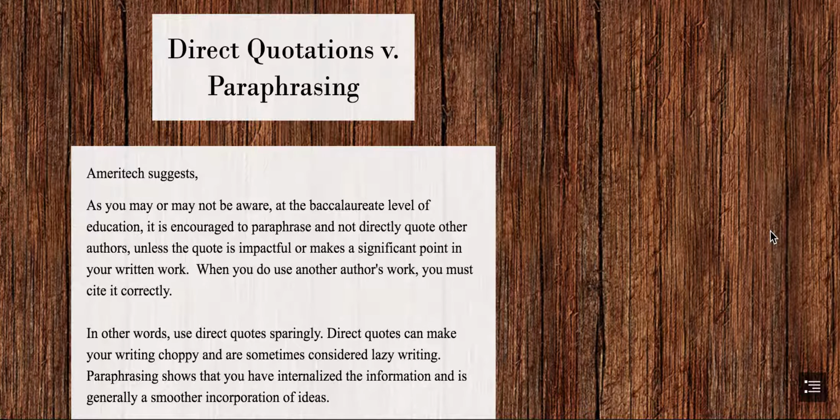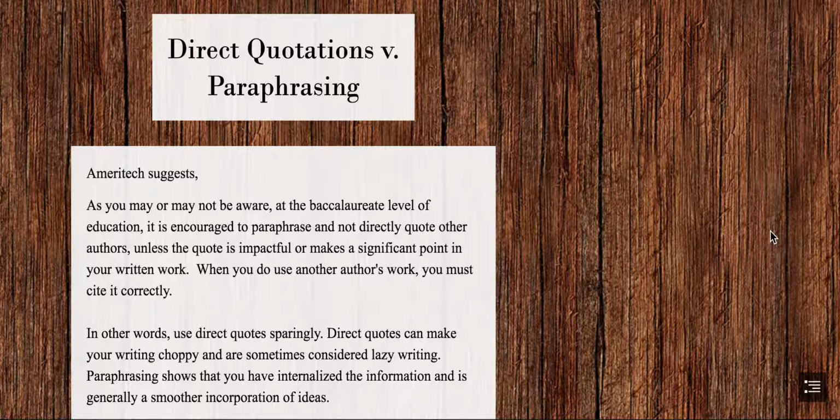And here's just a little note on direct quotations versus paraphrasing. Ameritext suggests, as you may or may not be aware, at the baccalaureate level of education, it is encouraged to paraphrase and not directly quote other authors unless the quote is impactful or makes a significant point in your written work. So, in other words, use direct quotes sparingly.